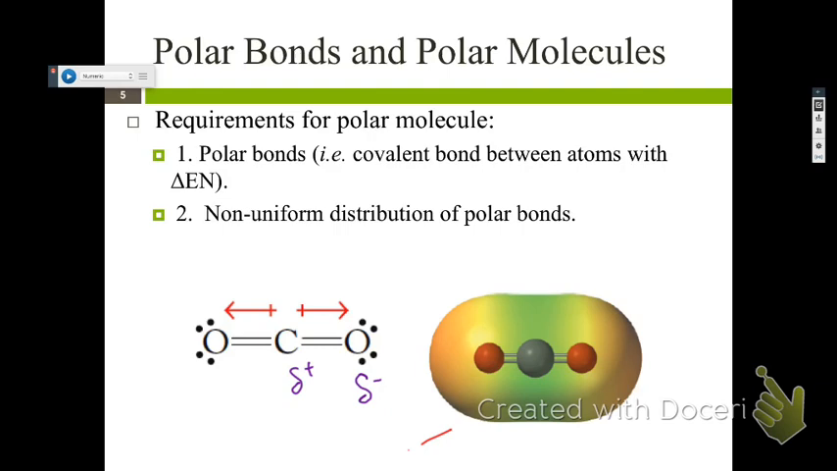Joey? So if we were to do this as a physics lesson, you would add up the sum of the vectors. You guys remember doing that in physics class? Okay, so those two dipoles, those two arrows with the plus tails, those are vectors.